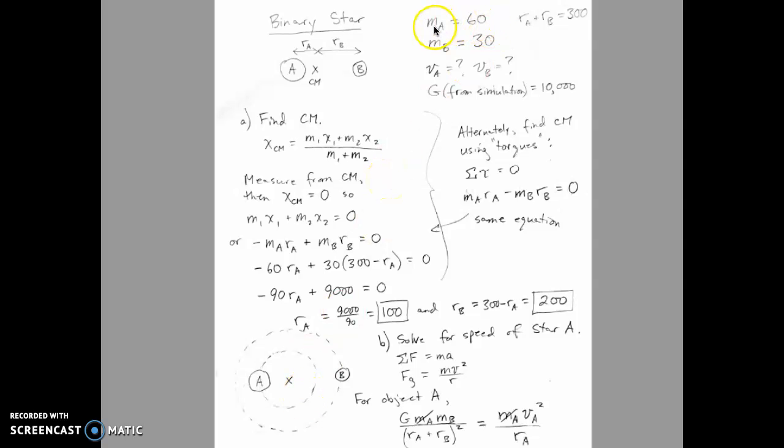Okay, so mass A has a mass of 60, mass B a mass of 30. The total distance between them is 300. And hopefully you've completed the lab to this point, so you know that in the simulation G is 10,000. I'm going to use that in this one so that I can actually simulate it when I'm done.